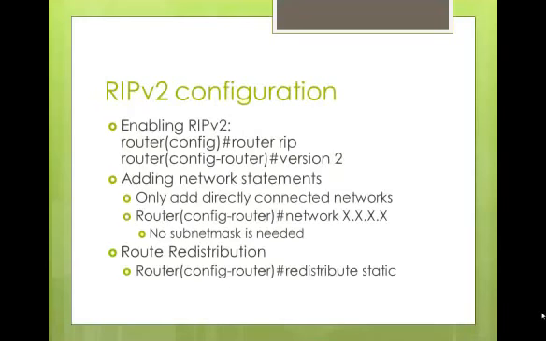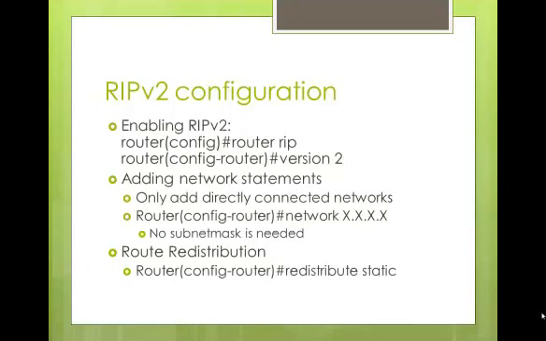To set up RIP version 2, it's essentially the same thing as RIP version 1, except you have to add the version 2 command. So in global configuration, you would type router rip, then your next command would be version 2, and then you would type in your network statements. Again, only your directly connected networks, no subnet masks are needed.